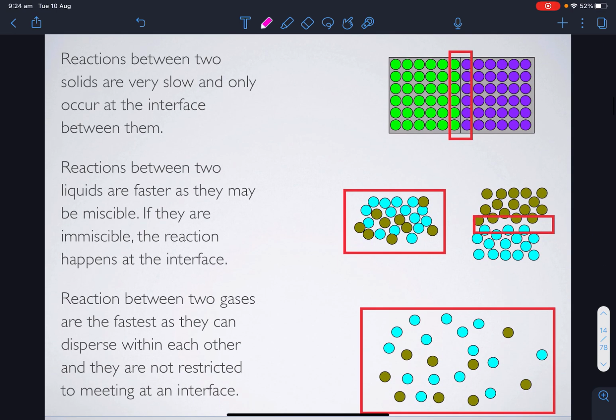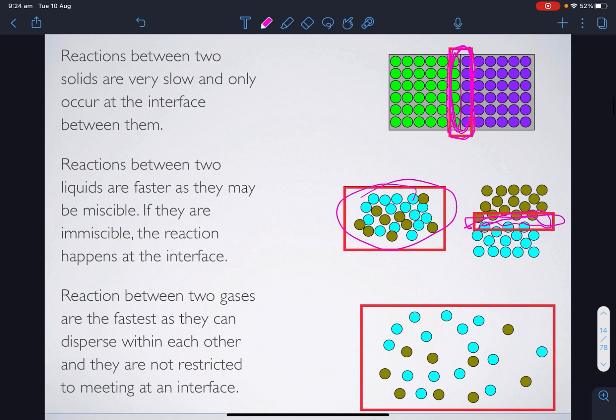So reactions between two solids are very slow because they can only occur at the interface. So here I've drawn a box around it. They can only happen right there. Liquids are a bit faster because the interface is a bit larger and they can flow around each other, so they can intermingle and mix. For a gas, they can definitely intermingle and mix, and they've got a lot of kinetic energy, so the reaction happens all throughout the volume.